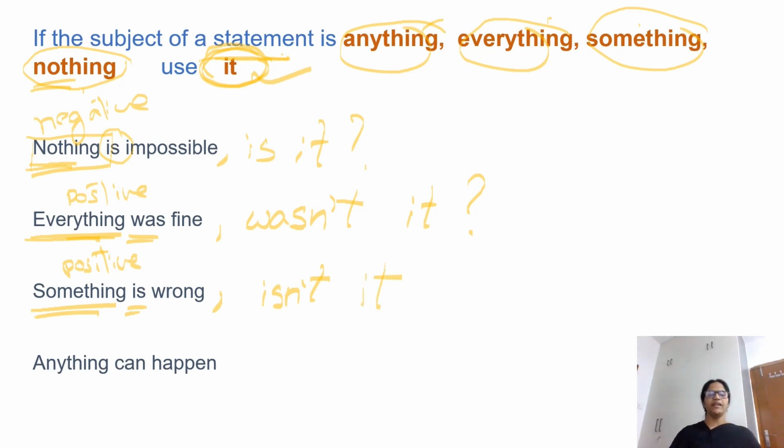Anything can happen. The statement is positive because we don't have any negative word in it. A positive statement needs a negative tag. Cannot. Cannot contraction is can't. And if you have anything as a subject, we should use it as a pronoun. Can't, it is the answer.